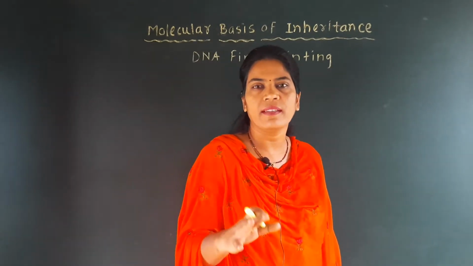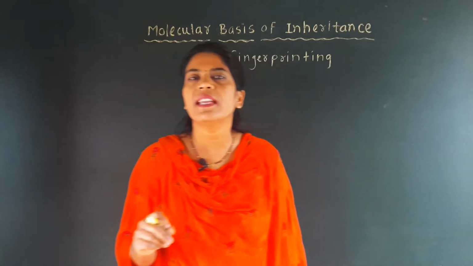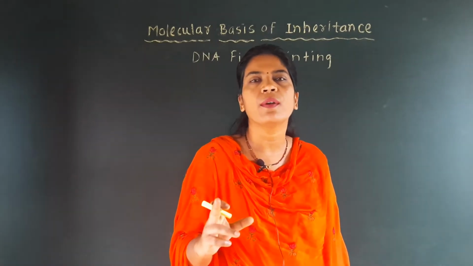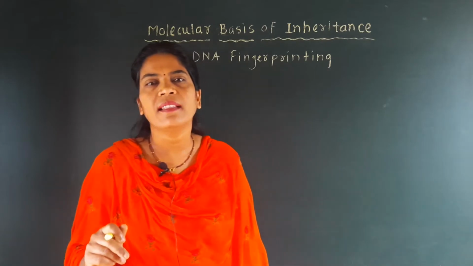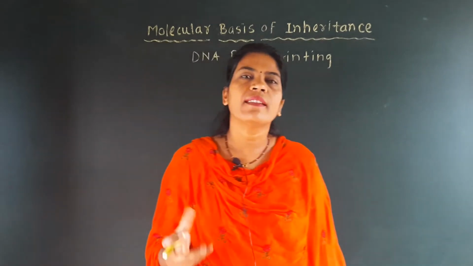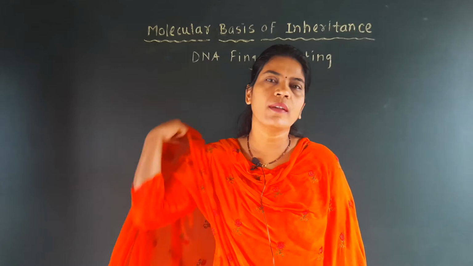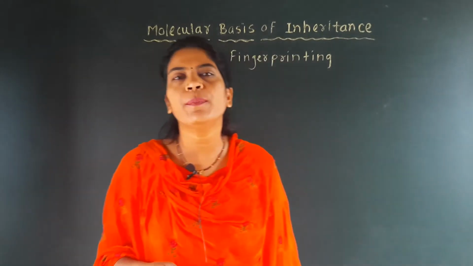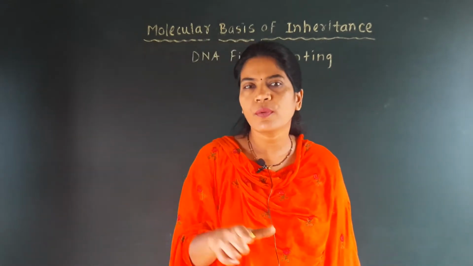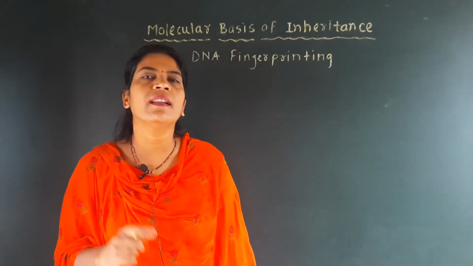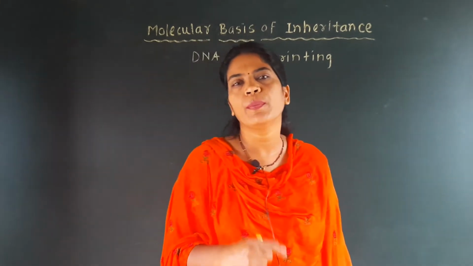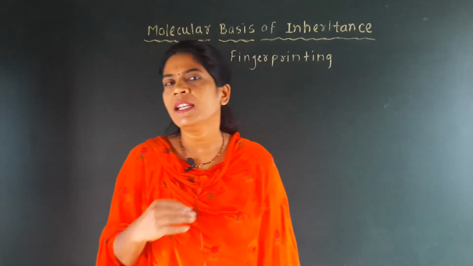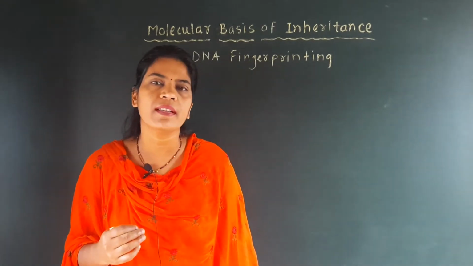And the last point is photography. That hybridized DNA can be captured by photography, which can be carried out with the help of X-ray film, and thus we can give it as a final proof in court, because DNA fingerprinting is accepted as a final proof in court. If the photograph of the DNA fingerprint is there, then definitely it will be the final proof in court. Okay, so this is about the different steps that we have seen in DNA fingerprinting in our previous lecture.